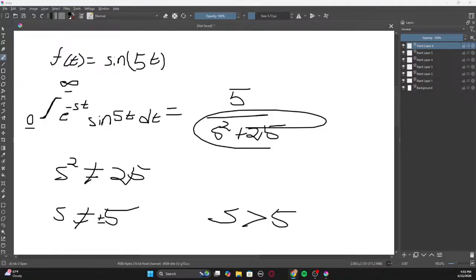So I'm just going to get a similar question, because I already know how to do this. I just did it, and it's going to be functionally the same. So there's no point in making you go through that again. So sine of 2t.